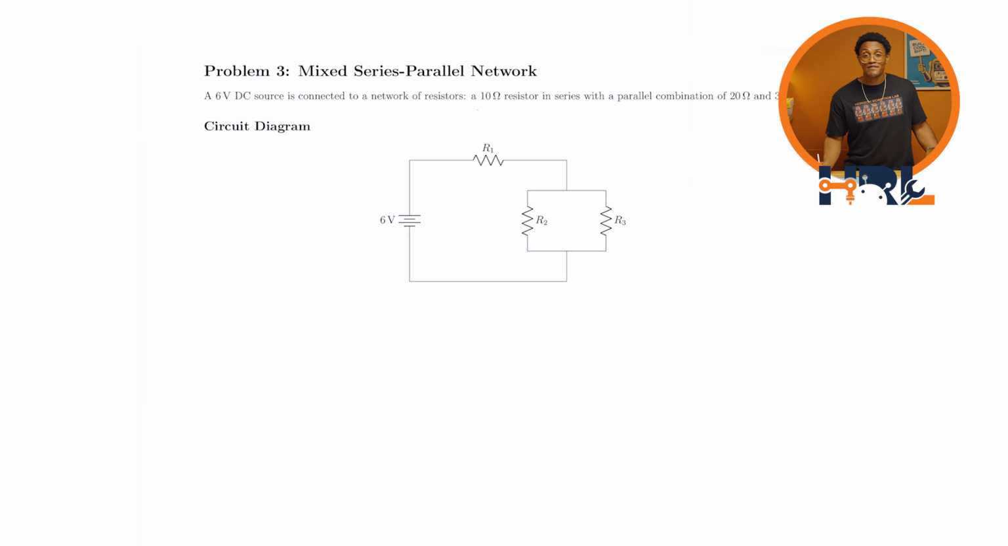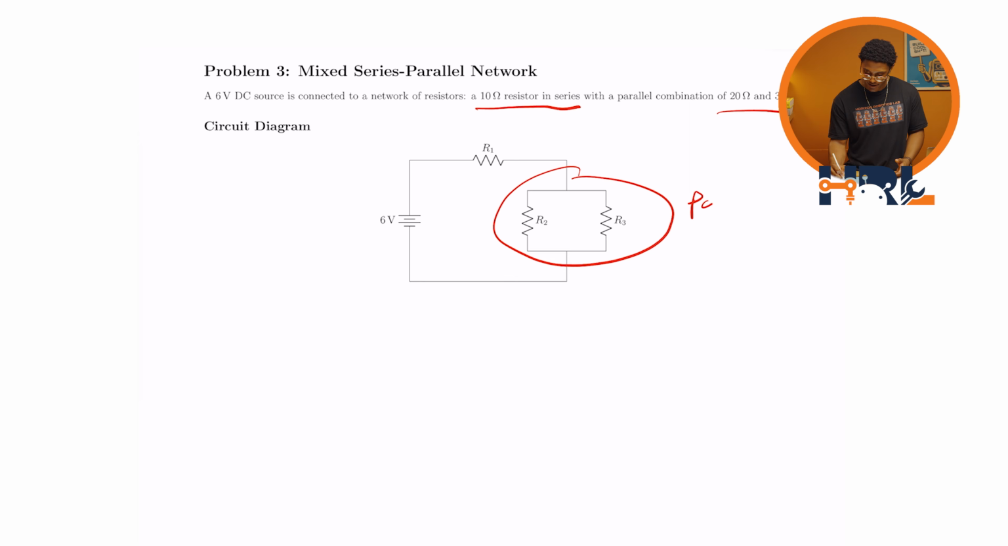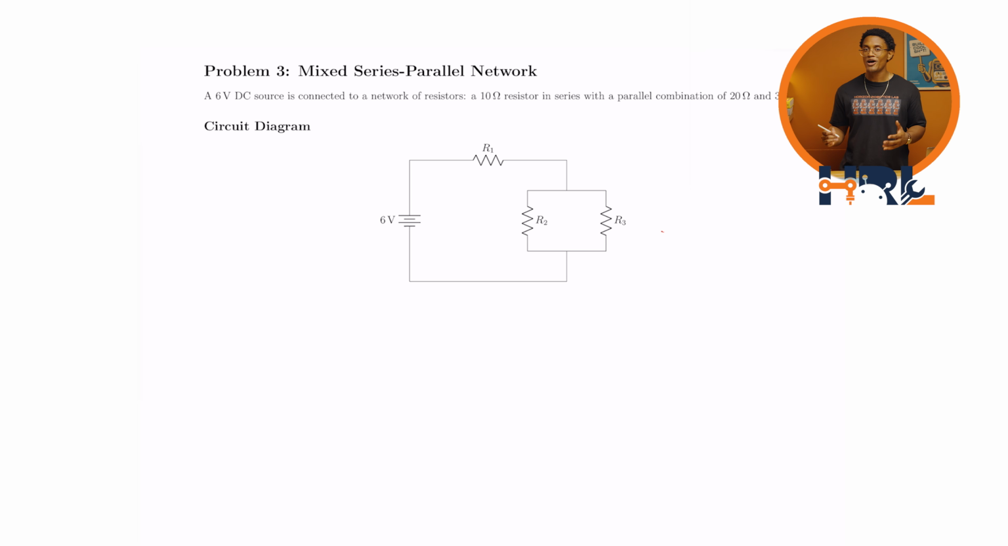The problem says we have a 6-volt DC source connected to a 10 ohm resistor in series with a parallel combination of 20 ohms and 30 ohms. Well, for starters, we know that this is the parallel path, or the parallel combination, and this one is in series with that parallel combination. In this problem, let's solve for the total current in the system and the voltage drop across each resistor.